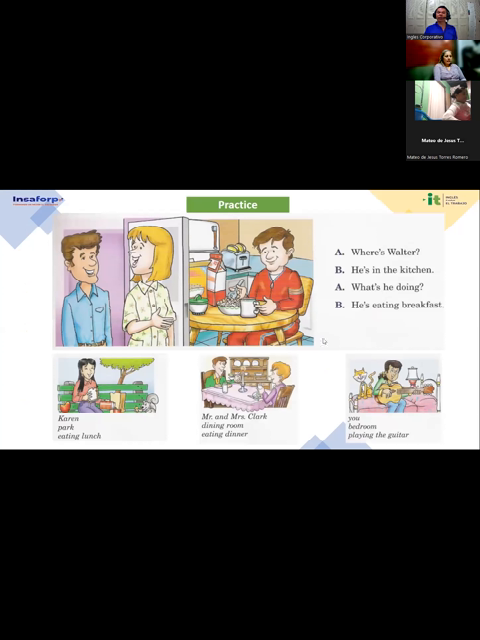Good, listen. This is Walter. Hello, Walter. Where is Walter? He's in the kitchen. And what is he doing? He's eating breakfast, right? Now, repeat after me, please. Where's Walter? He's in the kitchen. What is he doing? He's eating breakfast. He's eating breakfast, right? Okay, good. Now, look at the picture number one. Karen, no Walter, Karen, right? No kitchen, park. No eating breakfast, eating lunch, right?